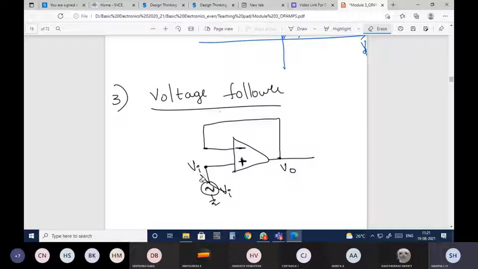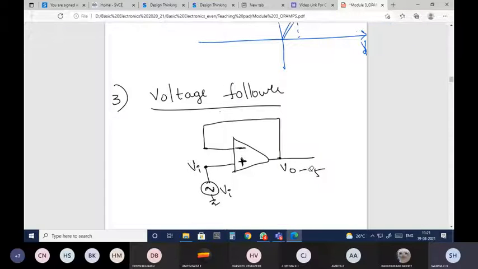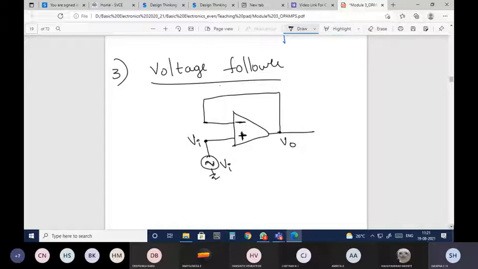Whatever voltage you give here should reflect at the output. It means that if you give 5 volts, I have to get 5 volts. If I give 0.5 volts, I should get 0.5 volts. If I give 2 volts, you should get 2 volts. That is the function of the circuit. Now let us analyze whether V0 is equal to Vi or not.